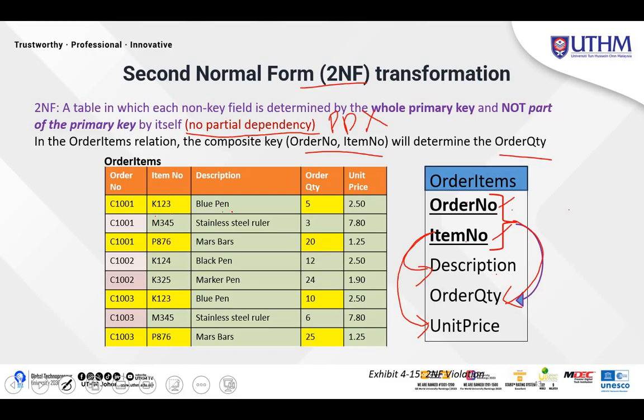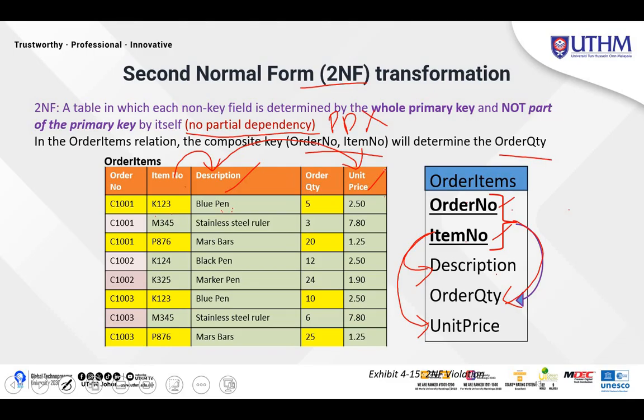For example, we have K123, which is a blue pen. So blue pen is a description which comes from item number, right? And this blue pen, how much is the price? We can get it from item number alone. For description and unit price, we don't require order number together. So we have to split the primary key of the table. We have 2 keys in this table.